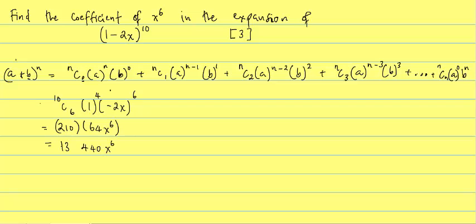Now we haven't finished here. We are required to find what the coefficient is equal to. So I have to write in the next line that the coefficient of x to the power of 6 is going to be equal to this number here. The number before the variable is your coefficient, so 13,440.